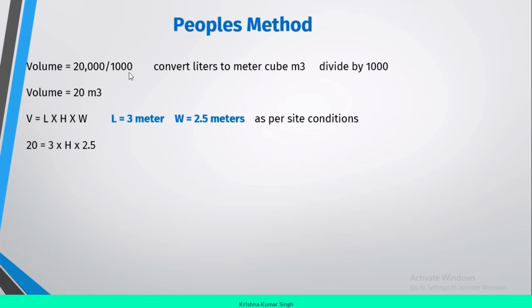Now after putting all these values, I will get this answer. 2.6 meters of height. This is how you will have now 2.6 meter of height, length is 3 meter, 2.5 meter of width. You can design your storage tank. Okay, so this is how you can use this method.